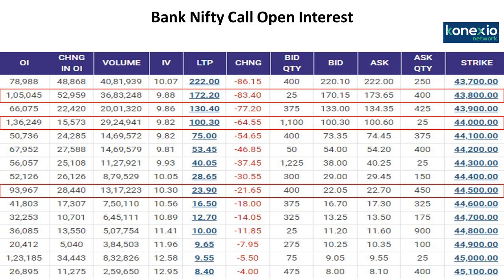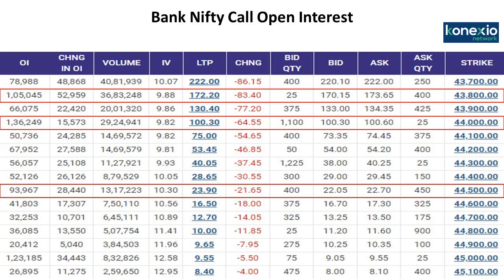Implied volatility is low here also. It is between 9.88 to 10.30. There has been a rise in the open interest, rise in the volumes. On immediate basis, Bank Nifty 43,700 and 43,800 could act as a major resistance. If it breaks those levels, then 44,000 could be the next area of resistance, at least for the next week. And if it closes above, then 44,500 could be seen.